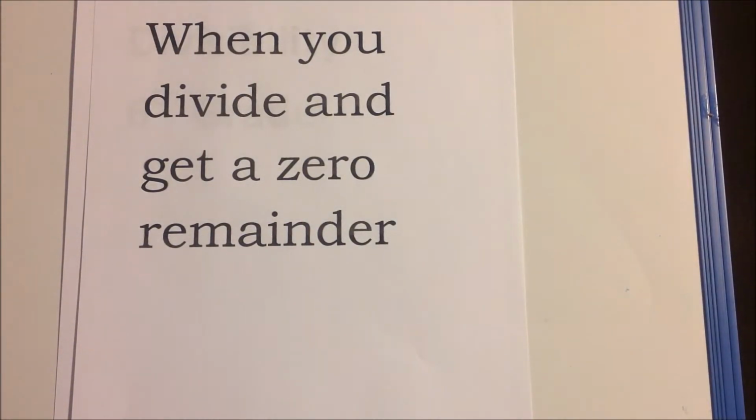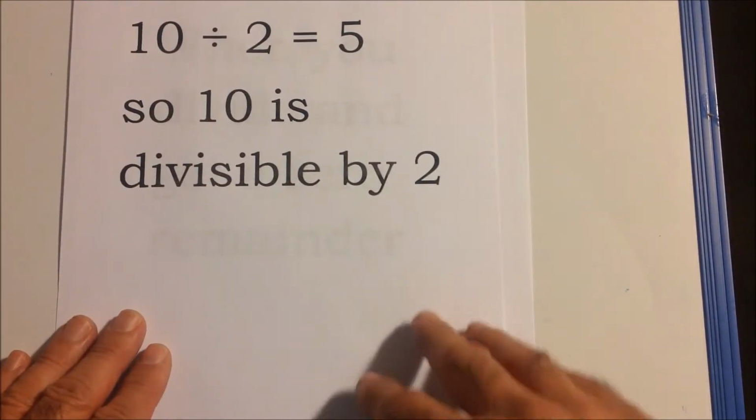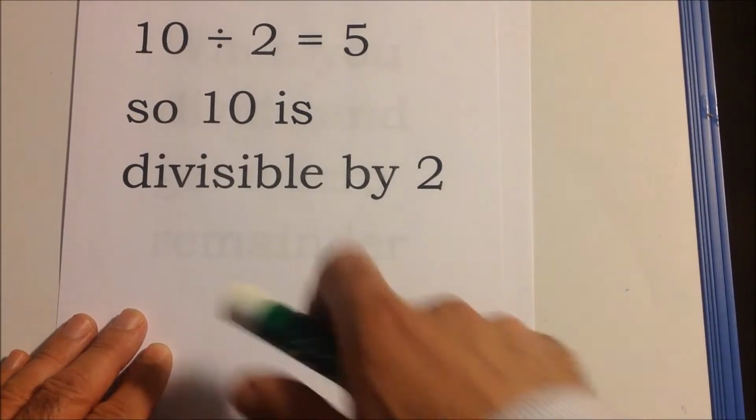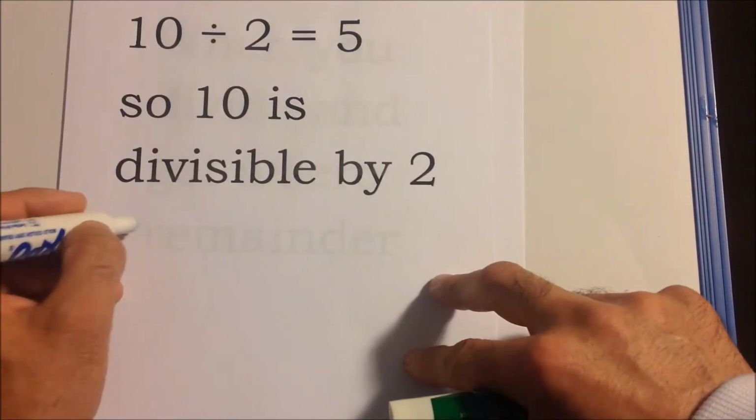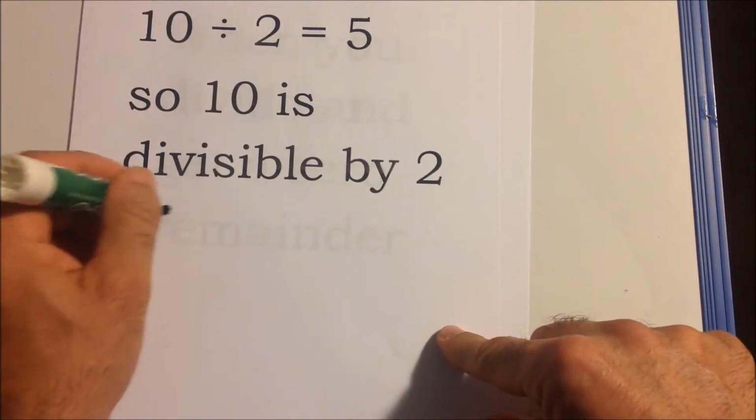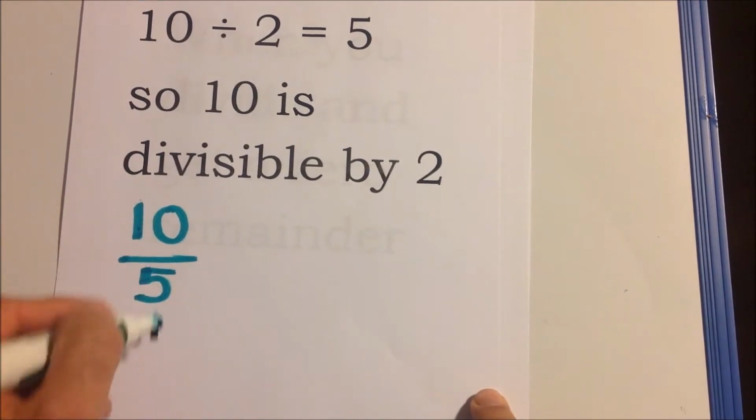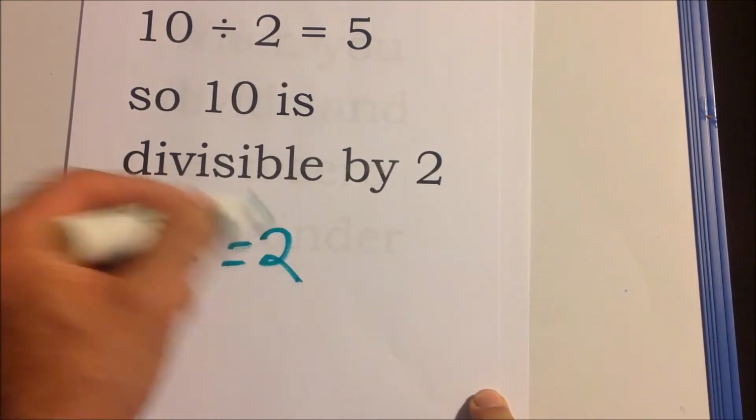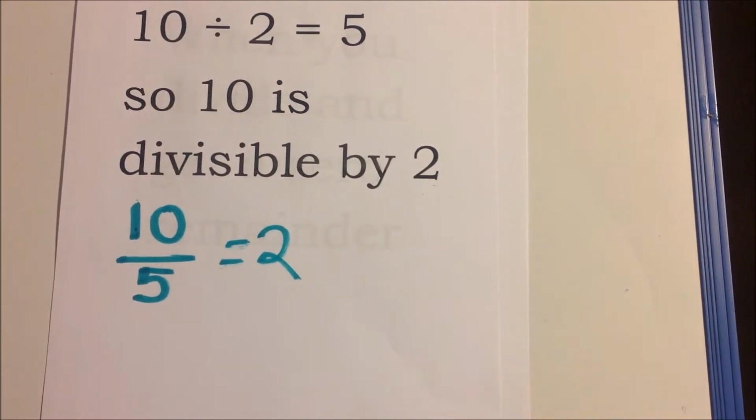So for example, let's say I did 10 divided by 2. Well, we get 5. We get no remainder. So 10 is divisible by 2. It's also divisible by 5. If I had 10 divided by 5, that equals 2. So 10 is divisible by 2, and 10 is divisible by 5.